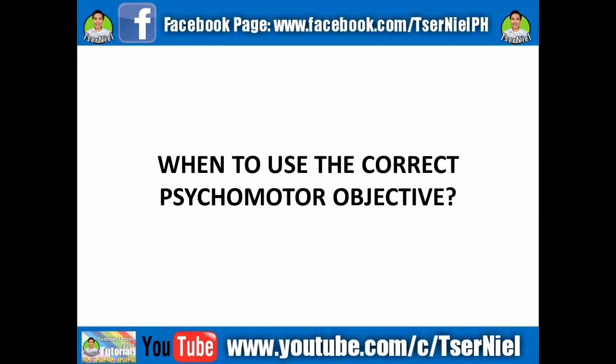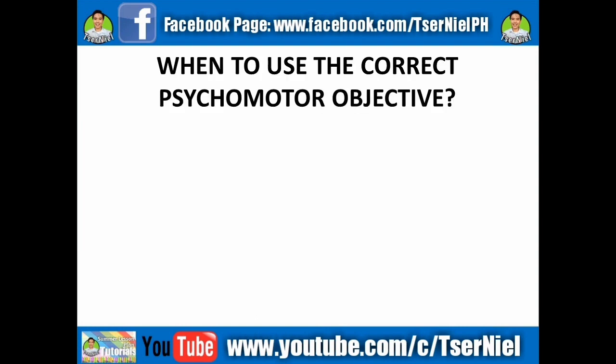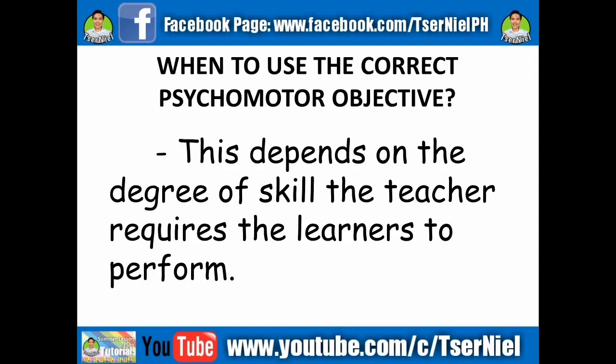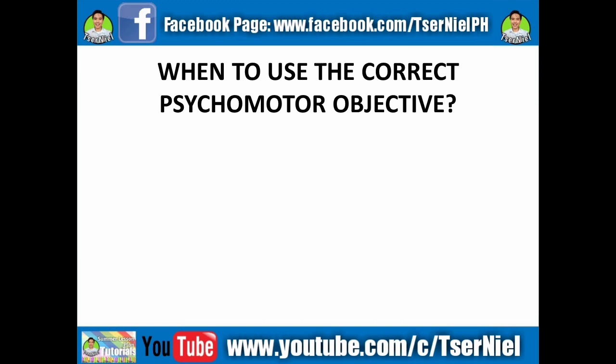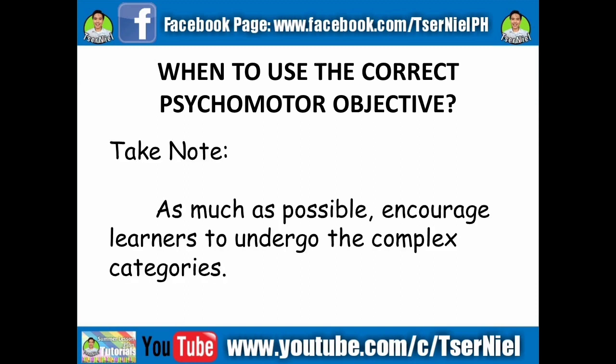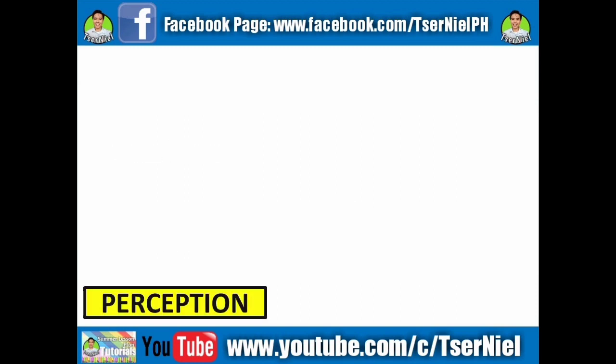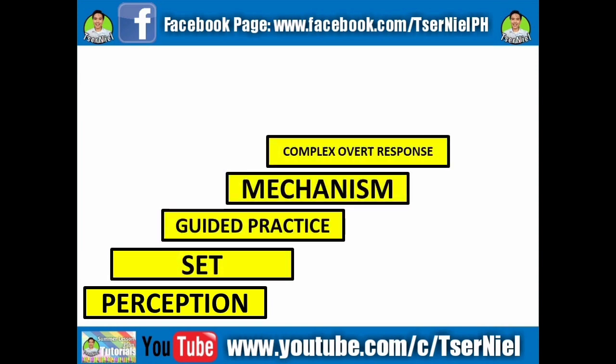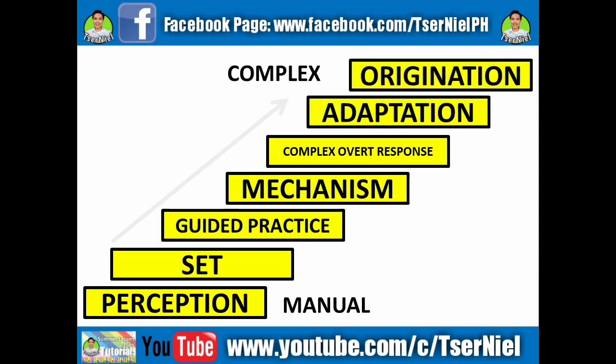And now let us discover when to use the correct category for a psychomotor objective. The correct category for a psychomotor objective depends on the degree of skill you require the learners to perform. Ibig sabihin, nasa sayo yan kung ano bang degree ang gusto mong iparanas para matuto ang learner dun sa competency na yon. But as much as possible, encourage the learners to undergo the complex categories such as the mechanism, the complex overt response, adaptation, and origination.